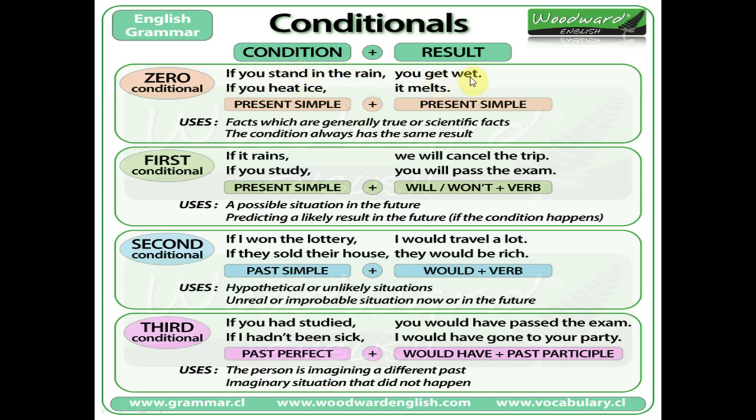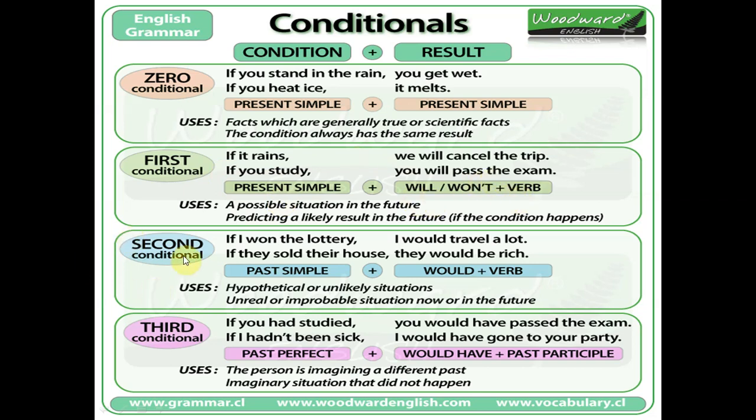Okay? As we said about the first conditional, we use the first conditional of "if" to talk about a possible situation in the future, or when I predict a likely result in the future if the condition happens. So for example, if it rains, we will cancel the trip. If you study, you will pass the exam. So here we use present simple plus "will" or "won't" plus verb.